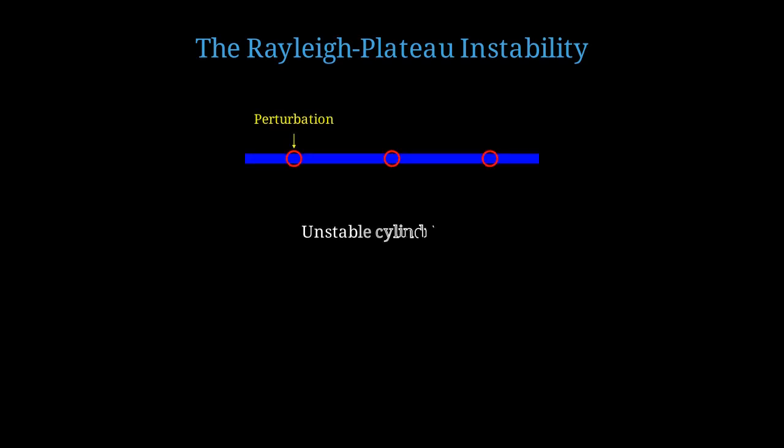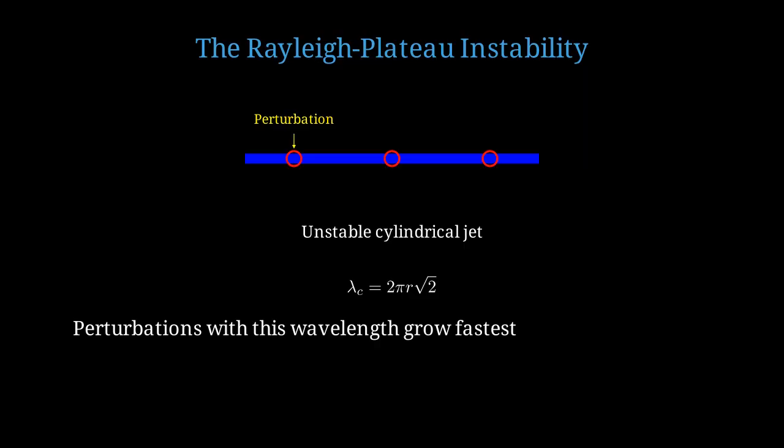Let's understand this instability mathematically. Lord Rayleigh discovered this in the 1870s. When a liquid forms a cylindrical jet, it's unstable. Any small perturbation grows exponentially due to surface tension. The critical wavelength lambda sub c equals 2 pi r times the square root of 2, where r is the jet radius. Perturbations at this specific wavelength grow fastest and dominate the breakup process.